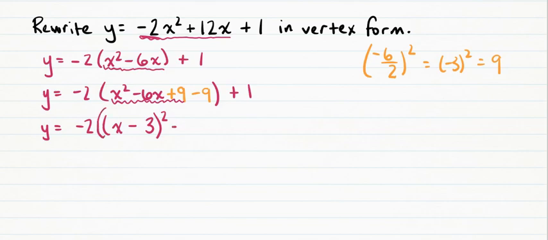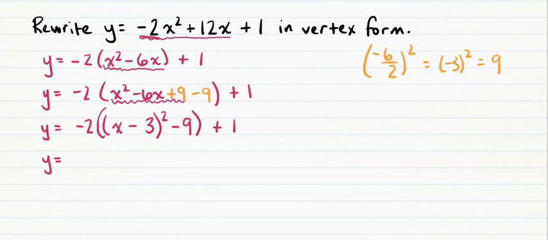We still have a minus 9 inside this bracket as well. So I want to make sure I remember to put that down. Right, the plus 9 was part of the trinomial that we just factored, but the minus 9 was not. So that still has to be there. And then plus 1 outside the bracket. So this isn't quite in vertex form yet. We need to expand this -2 into this bracket.